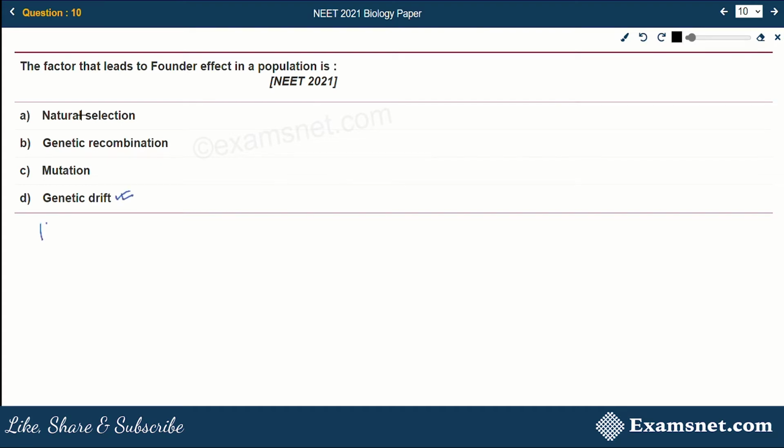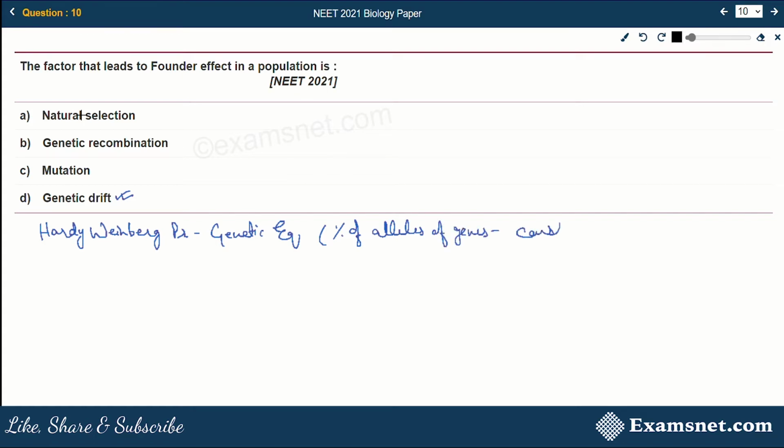The explanation lies behind an important principle called the Hardy-Weinberg principle. This principle talks about genetic equilibrium. So what is genetic equilibrium? It states that the percentage of occurrence of alleles of genes in a population remains constant through many generations.